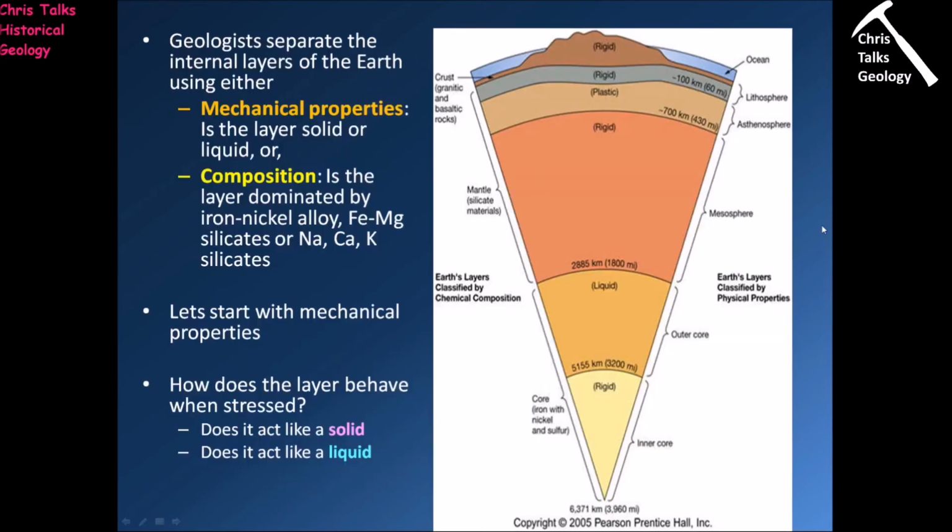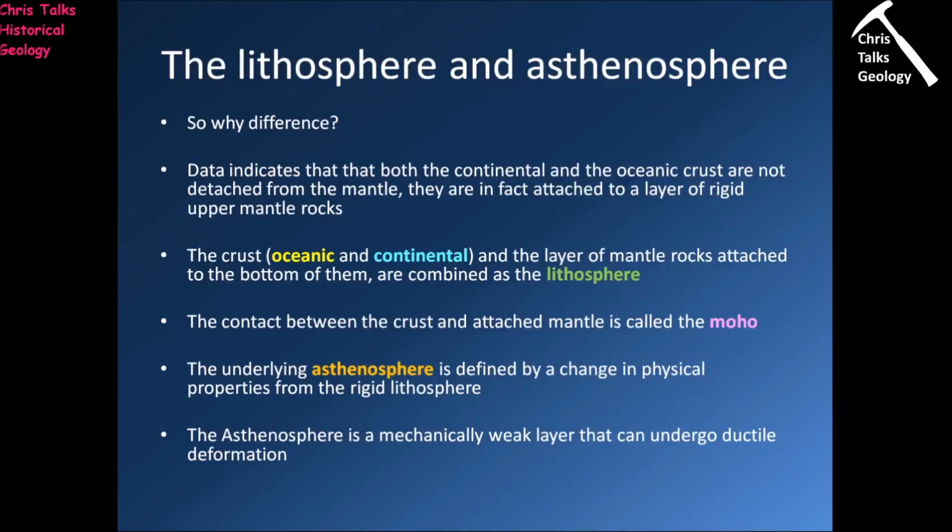Okay, so geologists separate the internal layers of the Earth using mechanical or compositional properties. So first of all, let's start thinking about the mechanical layering. As I said, the mechanical layering simply goes, is the layer solid or is the layer liquid? So let's think of the lithosphere and the asthenosphere. They're considered different layers. So data indicates that both the continental and oceanic crust are not detached from the mantle.